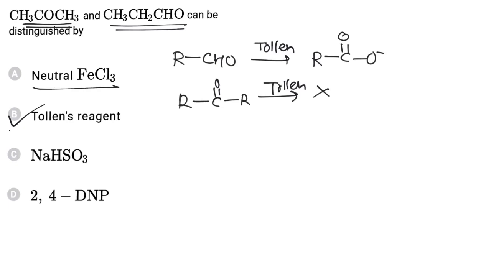While neutral FeCl3 will not react with any of the molecules, NaHSO3 will react with both molecules, and 2,4-DNP will react with both molecules. So, they can only be differentiated by using Tollens reagent.